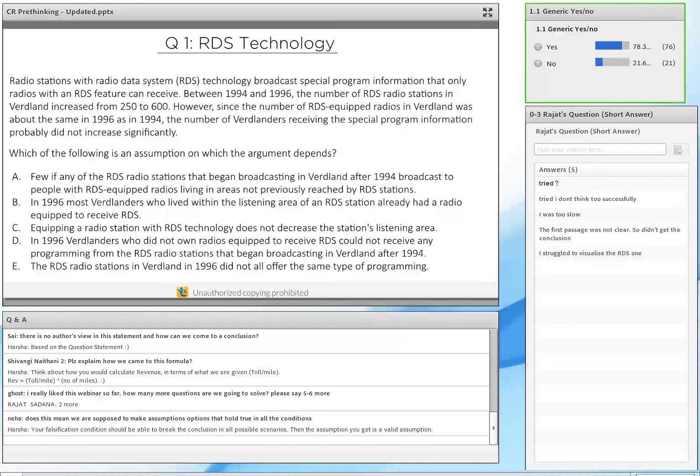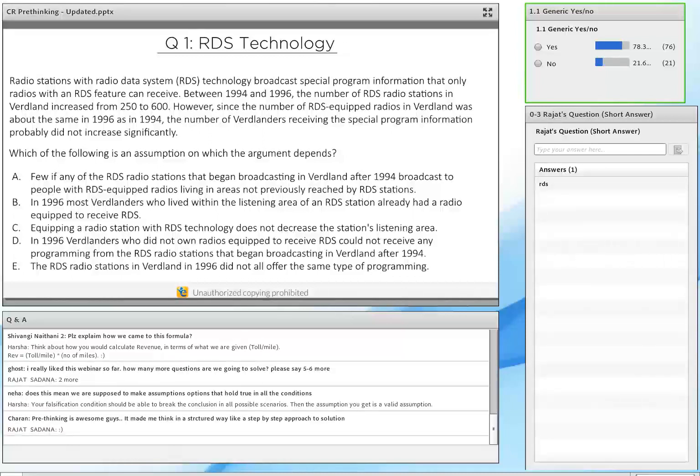Now tell me one thing. I want you to read the conclusion once again here. What kind of programming is the conclusion about? RDS. What kind of programming again? RDS or special, right? That's the same, special or RDS. Now, what kind of programming does choice D, D for delta, talk about? Read choice D again.